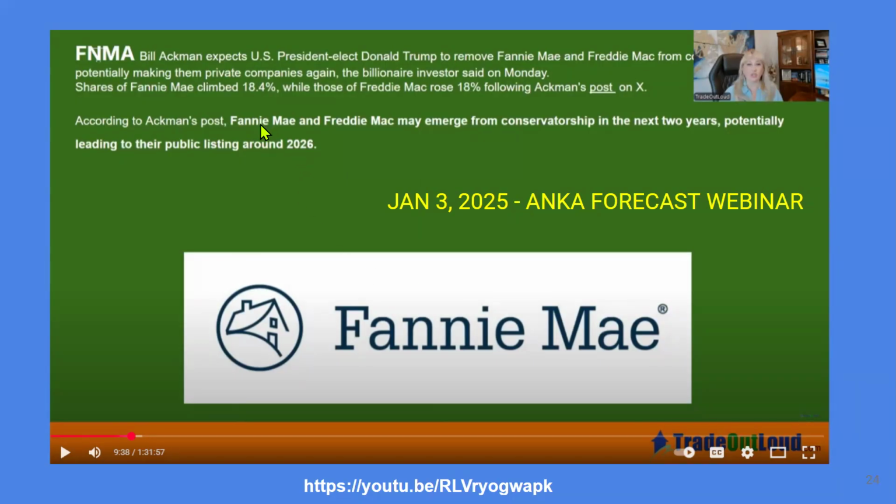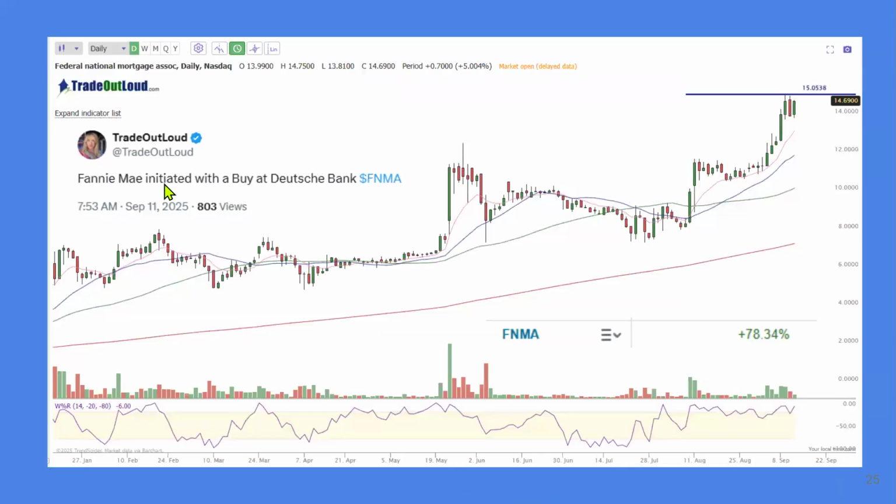So here's the thing. Fannie Mae and Freddie Mac may emerge from conservatorship in the next 2 years, potentially leading to their public listing around 2026. We're getting closer. And this was on January 3rd. Here is Fannie Mae. Here's my percentage gain. All right, and here it is. It was trading at $15 in September.